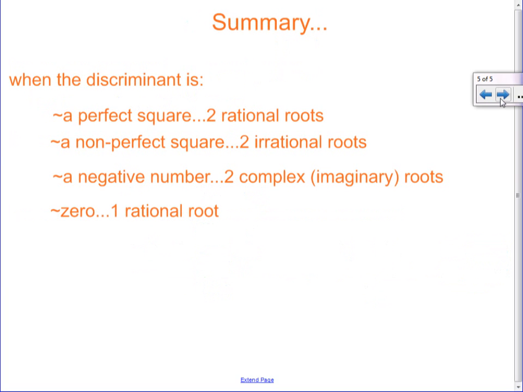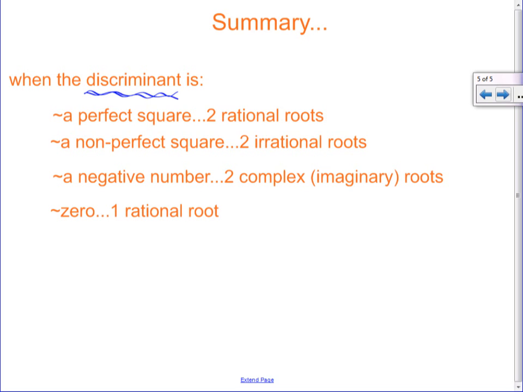Okay, so just as a quick summary, this is the discriminant piece of it. If you have a perfect square, like something you can square root like 25 or 36, that's 2 rational roots. A non-perfect square like 15 is 2 irrational roots. A negative number means you have 2 imaginary roots.